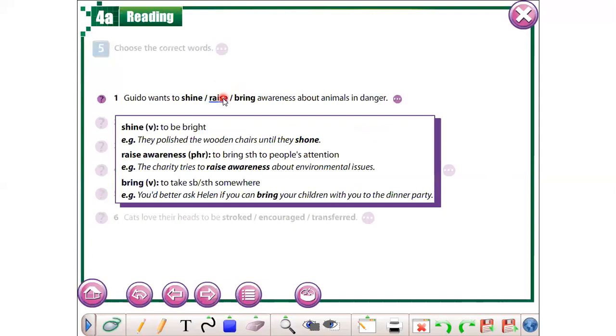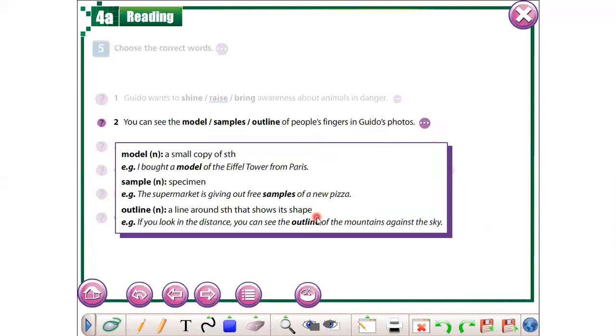Number 2, you can see the model, the samples, or the outline. Let's see the meanings. Model, a small copy of something. Sample is a specimen. Outline, a line around something that shows its shape. So let's check which one is the correct option. A small copy, no. A specimen, no. And a line around something that shows its shape. In this case, it's outline. You can see the line around the picture that looks like a hand.